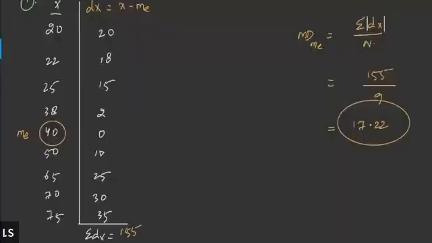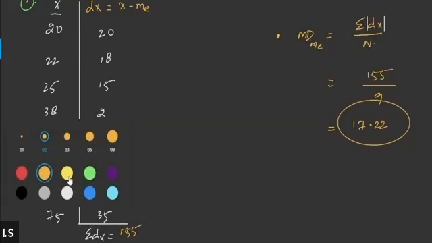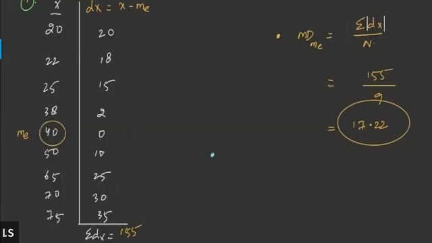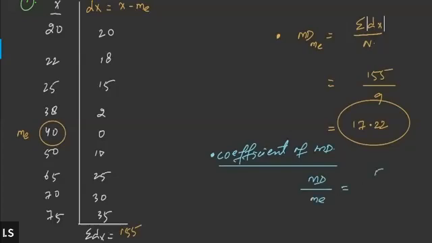Okay. And other than this, we are also required to find out the coefficient of mean deviation in this question. So in order to find out the coefficient of mean deviation, the value of mean deviation will be divided by the median value. So 17.22 should be divided by 40.